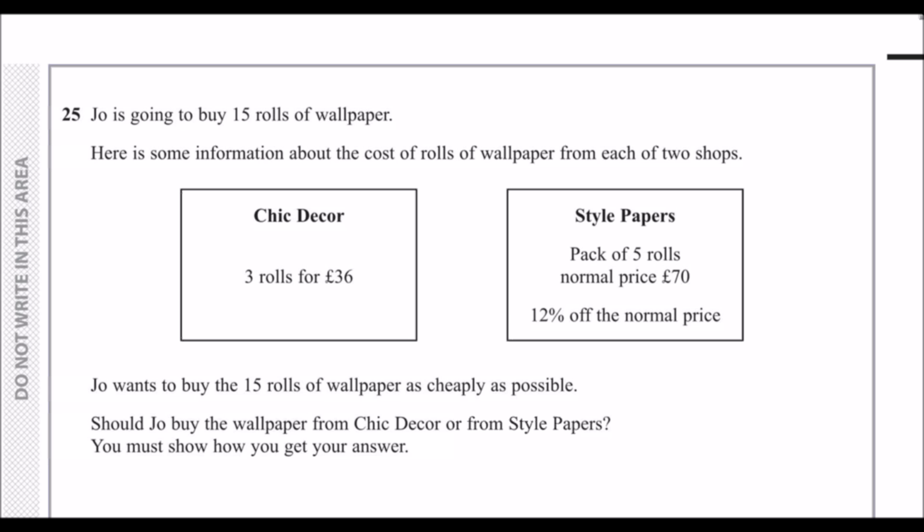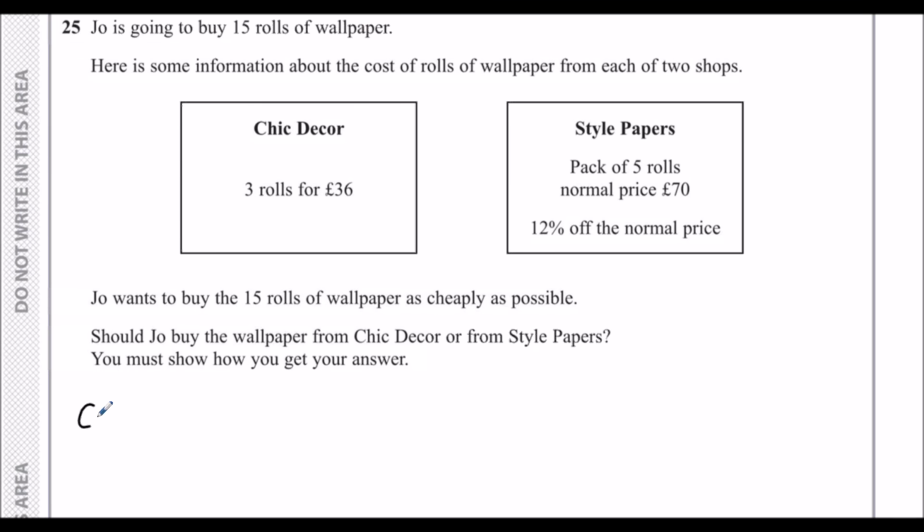Question 25. Joe is going to buy 15 rolls of wallpaper. Here is some information about the cost of rolls of wallpaper from each of 2 shops. So we have Chic Decor, and they're selling 3 rolls for £36. And Style Papers, a pack of 5 rolls normally costs £70, but there's 12% discount. So we're going to buy 15 rolls as cheaply as possible. Who do we buy it from?